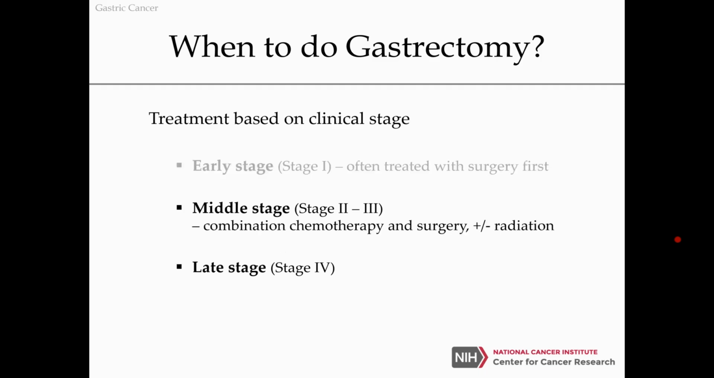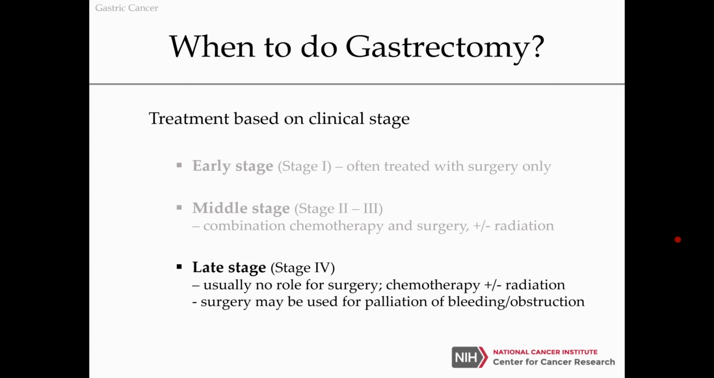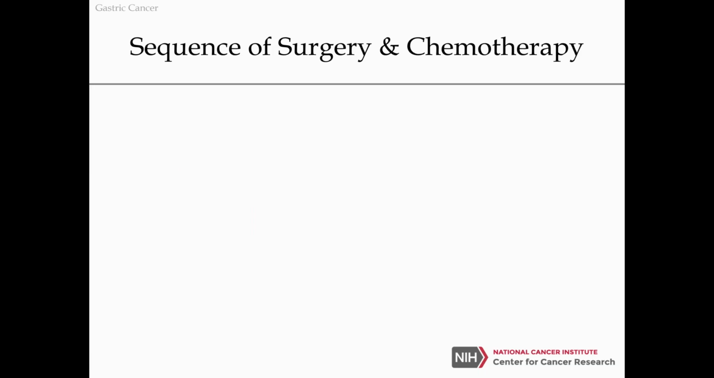In middle stage stomach cancer, we treat most patients with a combination of chemotherapy and surgery, and sometimes with radiation. Late stage stomach cancer is oftentimes treated with chemotherapy alone, and usually there's no role for surgery, although surgery may be used in the palliative setting, and we'll talk later about the role of surgery in stage 4 gastric cancer.